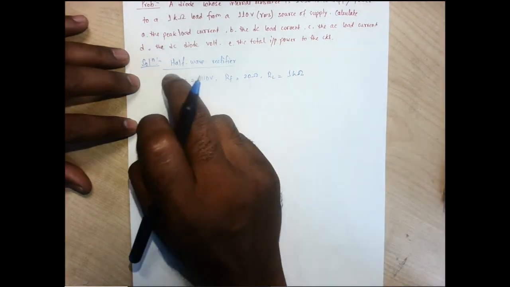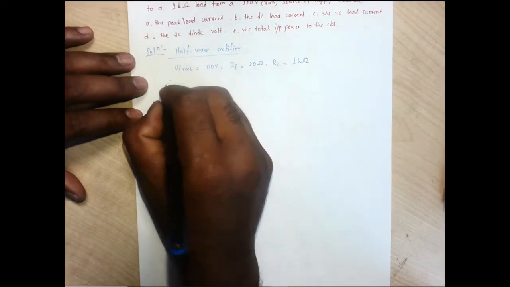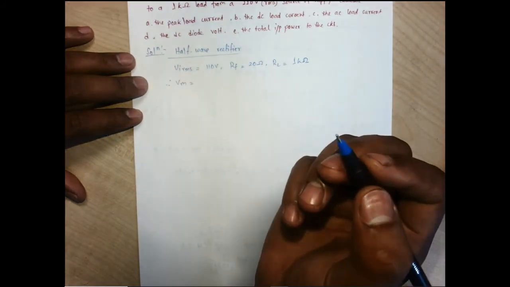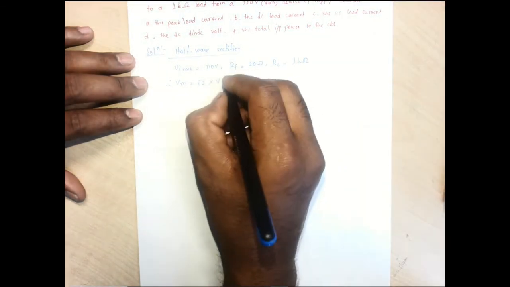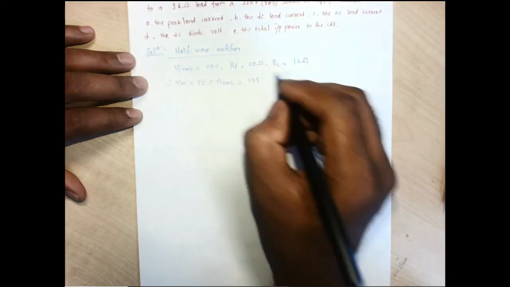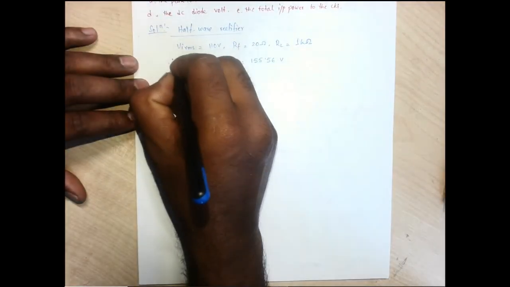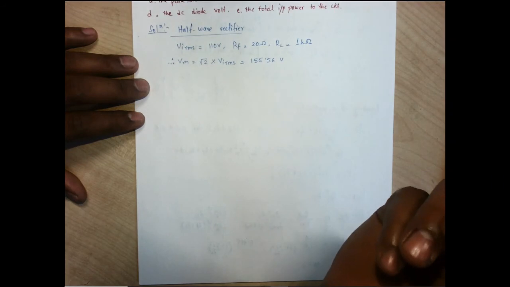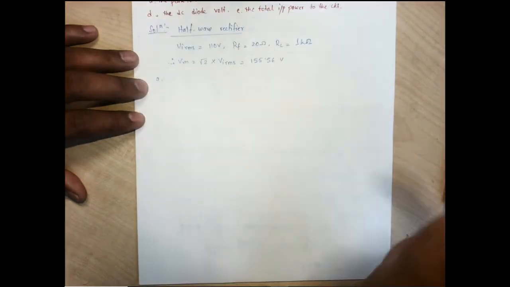As the RMS input is given, what will be the peak value? We can easily find that. Therefore Vm is root 2 into Vrms. It will be 155.56 volt. So this is the peak value of the voltage. Now find out the different findings which have been mentioned.